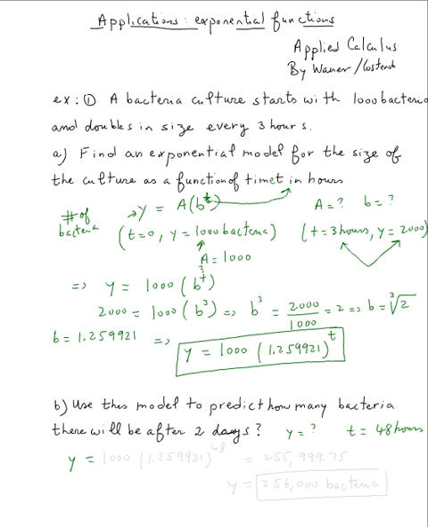48 hours for t, so y is equal to 1,000 times 1.259921 to the 48, which is equal to, let's use a calculator, 255,999.75. We can't have 0.75 bacteria, so round it up. So this will be 256,000 bacteria. That's it for this example.